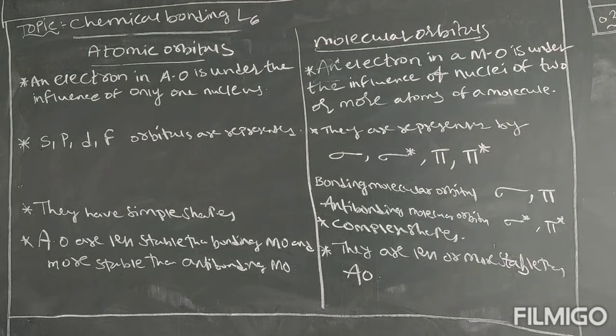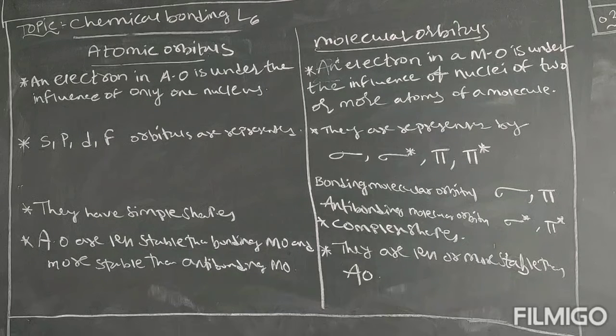And here, s, p, d, f orbitals are represented, whereas in molecular orbitals, what are represented? Sigma, sigma star, pi and pi star. What do sigma and pi mean? Those are bonding molecular orbitals. And what do the stars mean? Anti-bonding molecular orbitals. Generally, atomic orbitals have simple shapes, whereas molecular orbitals have complex shapes.